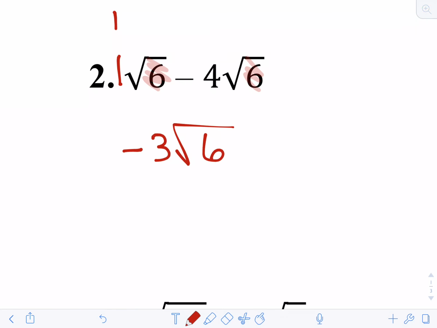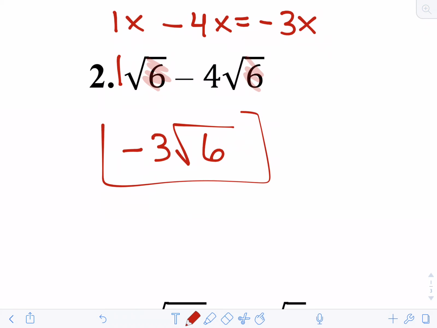So again, think of it like this. 1x minus 4x is equal to negative 3x. It is the exact same concept, except you have the square root of 6 or square root of 5 or square root of some number instead of x's and y's. So that is your answer.